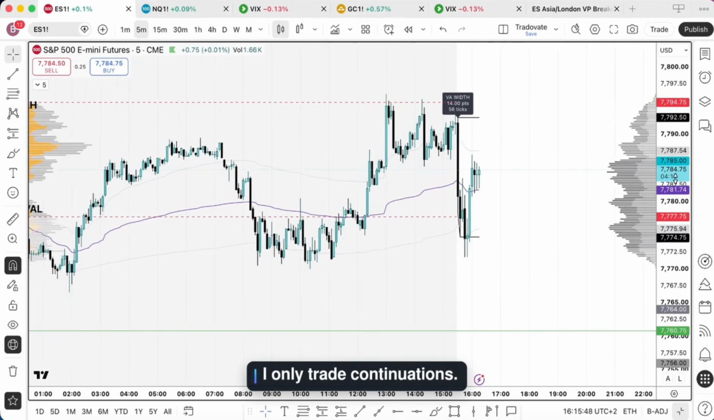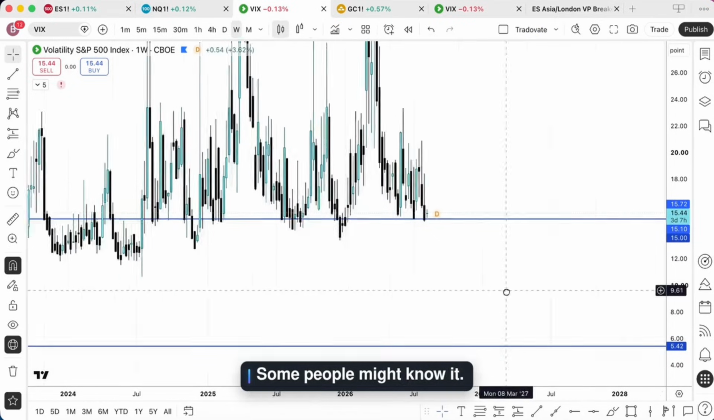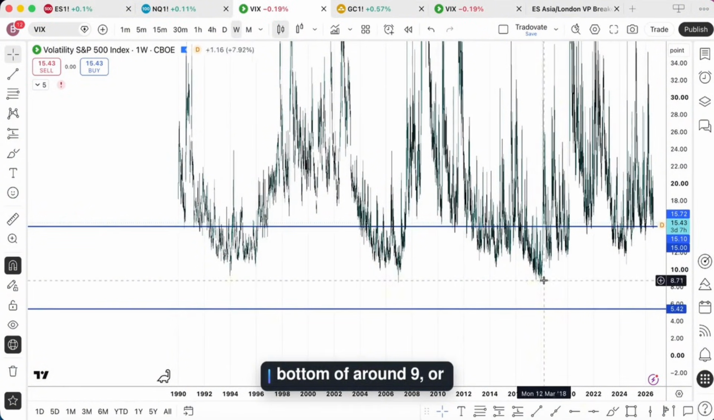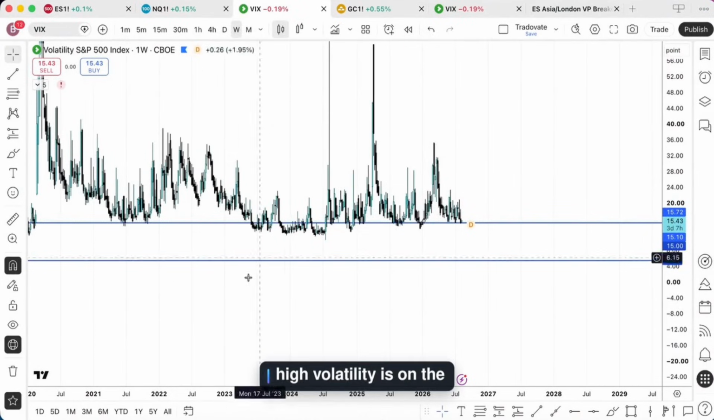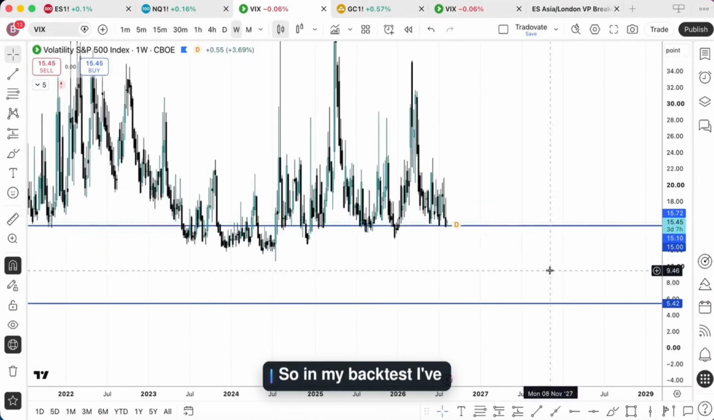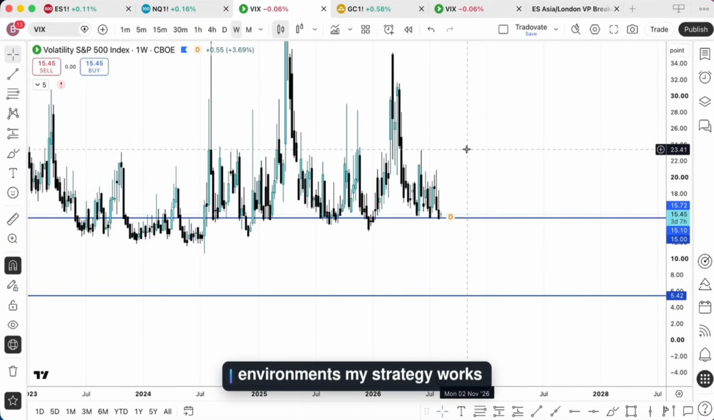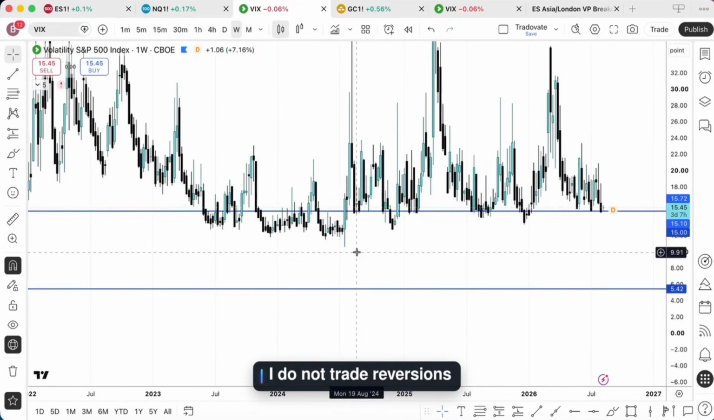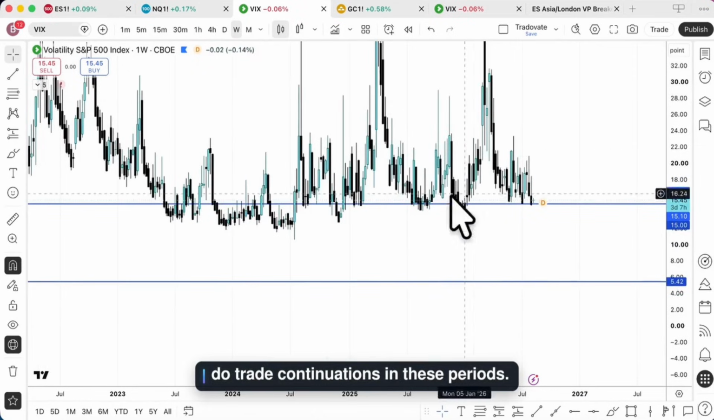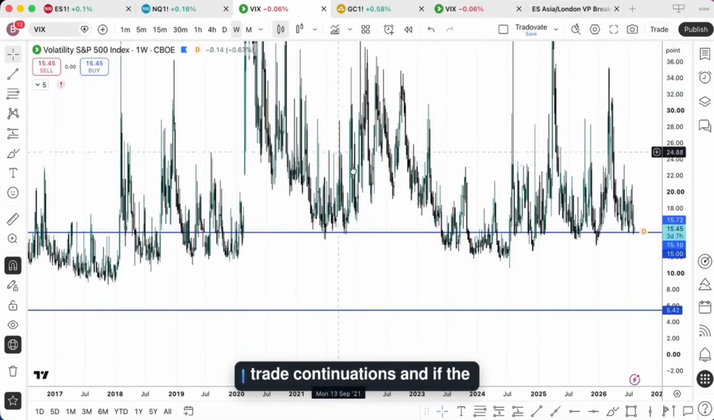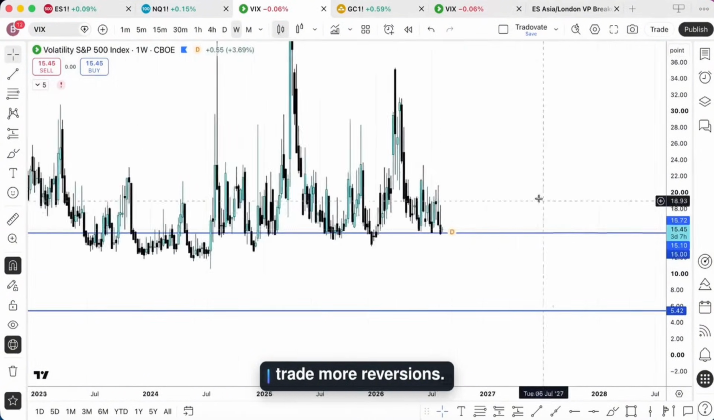So we're now trading in a range where I would not trade. I only trade continuations if the VIX is above the 15 level. Some people might know it, the VIX volatility index has a bottom of around 9, 8.5, I'd say, and it's an index that shows you how high the volatility is on the S&P index. In my backtest, I've always also included the VIX, so I know in which market environments my strategy works and in which it doesn't. I do not trade reversions in high or middle volatility periods, but I do trade continuations in these periods. In these environments I only trade continuations, and if the VIX gets below 15, I usually tend to trade more reversions.